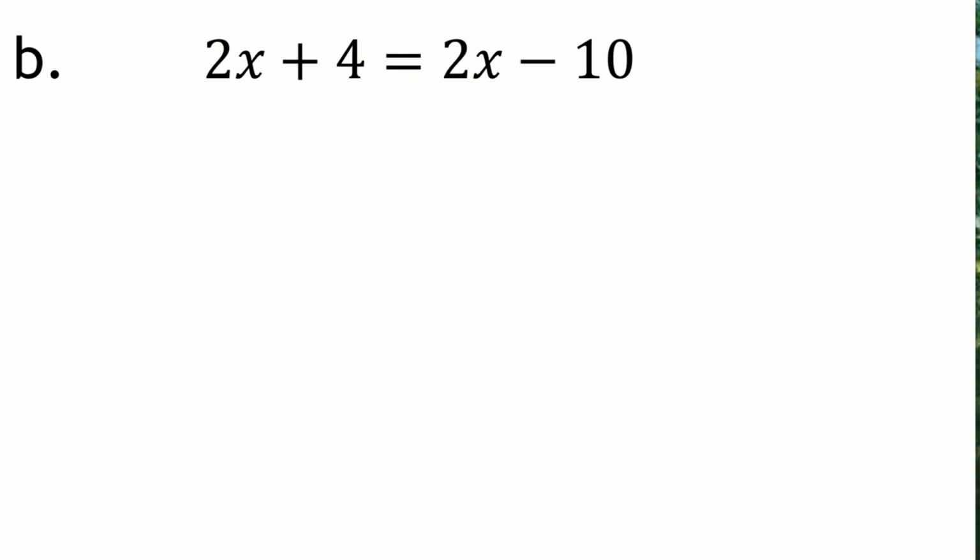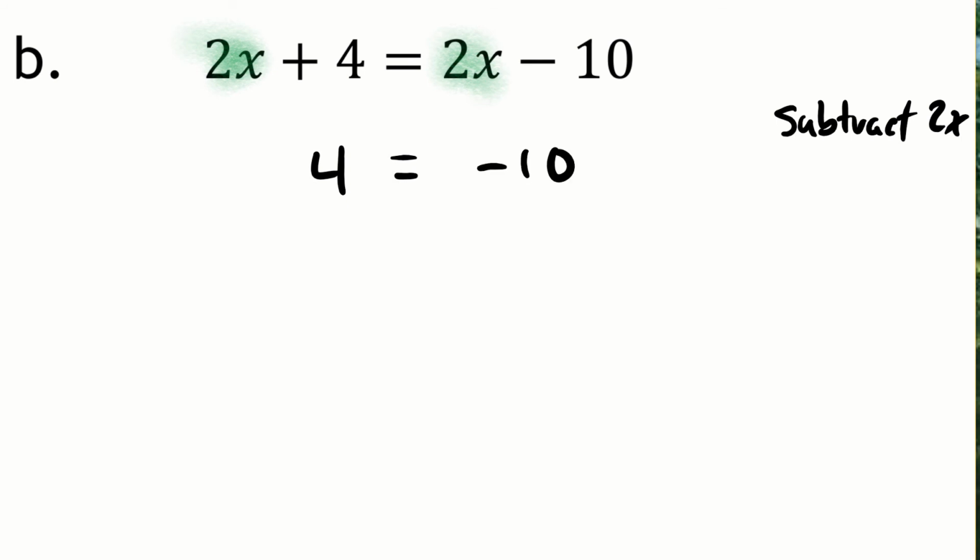For part B, I do have a 2x on each side, and they're both positive 2x's. So if I was to subtract that 2x from each side, I'm going to take that away from each side. I'm going to subtract this 2x and this 2x. When I do that, my left-hand side becomes the number 4, and the right-hand side becomes the number negative 10. What? 4 is not the same as negative 10. This is false. This is undeniably false.